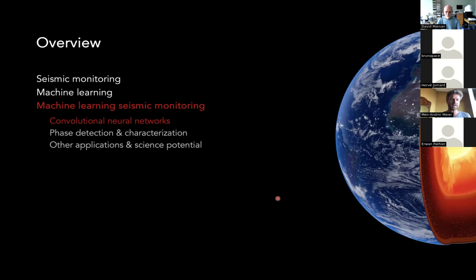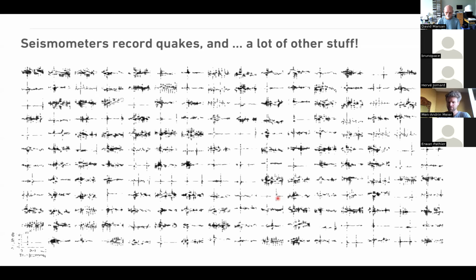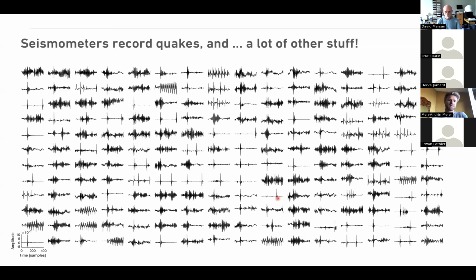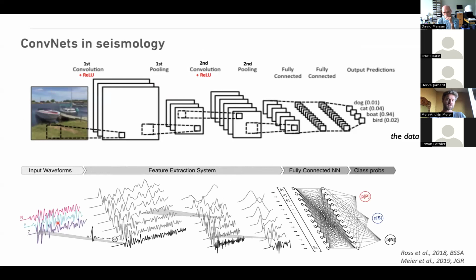Okay, so now that we know a bit what convnets are, we can start talking about actual seismic problems. Seismometers record quakes, but also a lot of other stuff. For every quake on a typical seismometer, there's also a lot of noise data, for example from traffic, from weather, from all sorts of sources. And just like we want to say, is this a boat or a cat, we want to say, is this input seismogram a P wave or an S wave or noise?